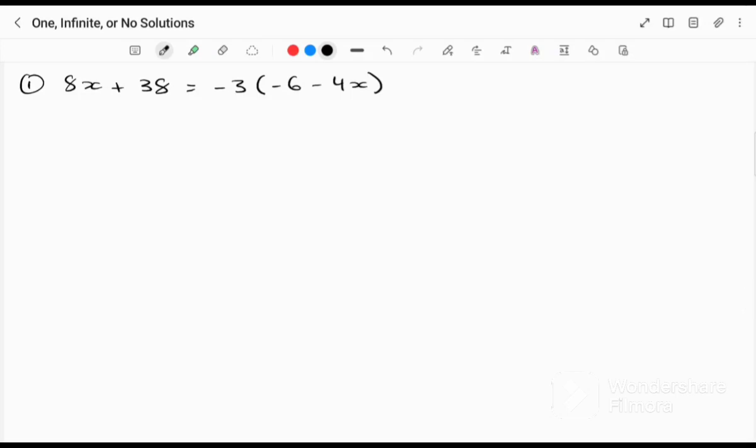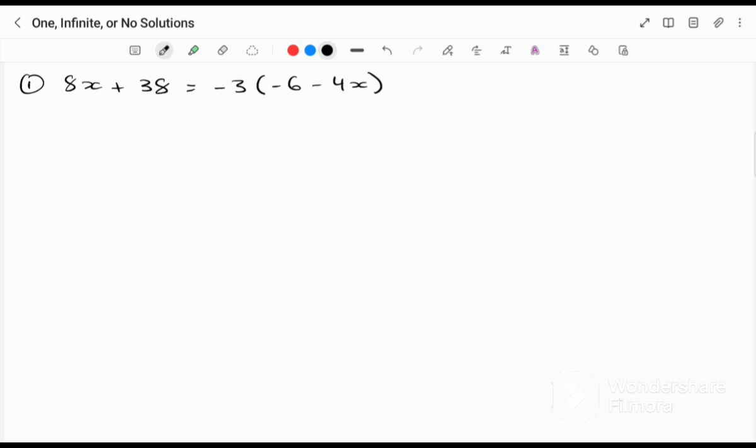Hi, in this video we're going to go over how to determine if a system of equations has one, infinite, or no solutions. Let's jump right into the examples and I will explain as we go along. So here for the first question, we have 8x plus 38 is equal to negative 3, and in the parentheses we have negative 6 minus 4x.